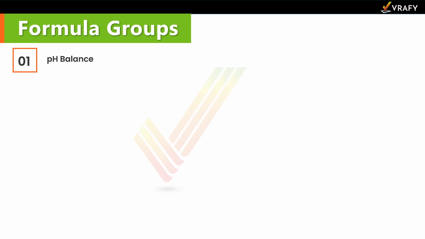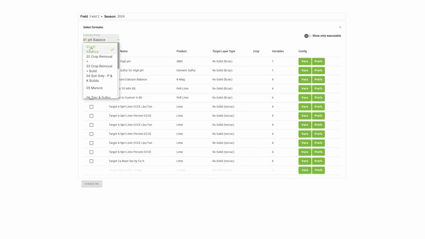We start in 01 pH balance. This is going to be lime formulas, elemental sulfur formulas, and magnesium formulas. So if anything you're trying to do, whether that's raise the pH or lower the pH, this is where you're going to find that. Next, we get into our phosphorus and potassium formulas.